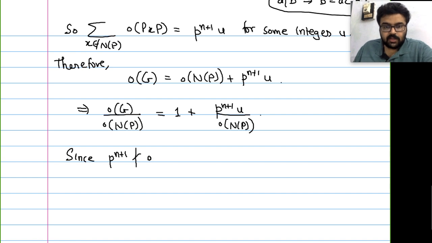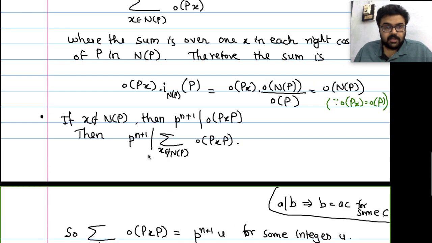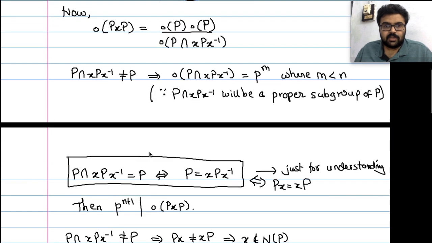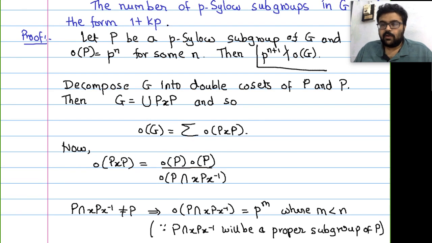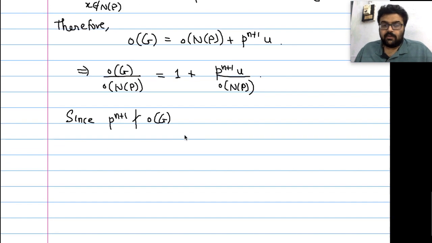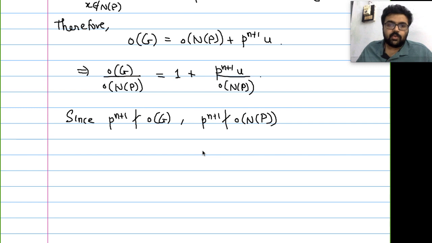Since p power n plus 1 does not divide order of G, why? We started with P a Sylow subgroup of order p power n, therefore p power n plus 1 does not divide order of G. So it cannot divide order of NP, because NP is a subgroup, and the order of a subgroup divides the order of the group. So the numerator has how many powers of p? n plus 1. And the denominator cannot have n plus 1 powers of p.